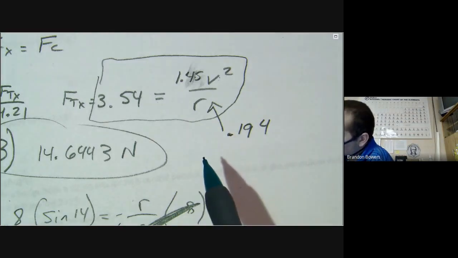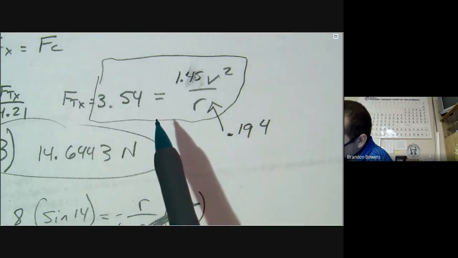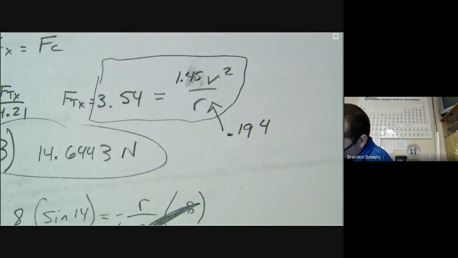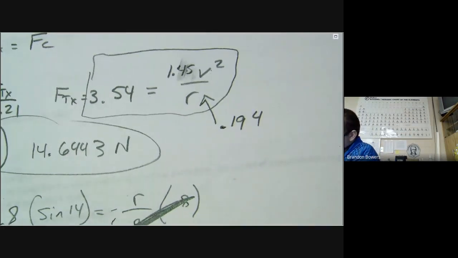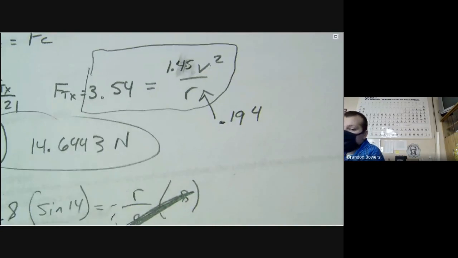That's equal to v squared. Have you done that? 3.54 times 0.194 divided by 1.45. Take the square root of that. It should be like 0.826. I got 0.6. That's what I got. Okay, yeah, 0.649. You said 7, I was like, oh, my bad.